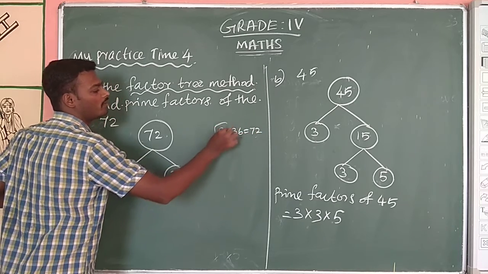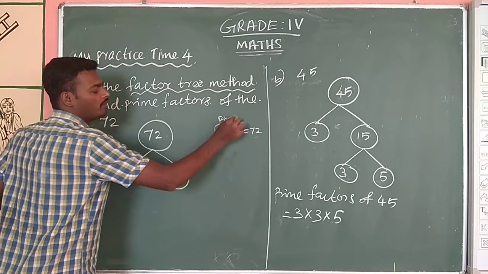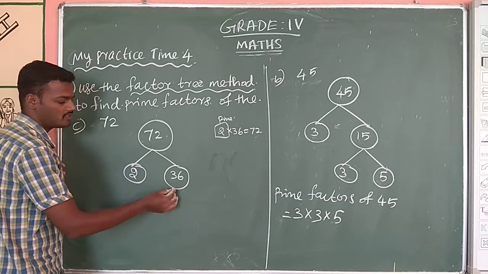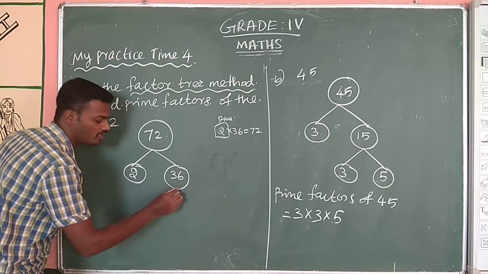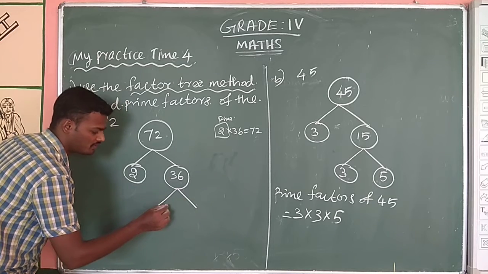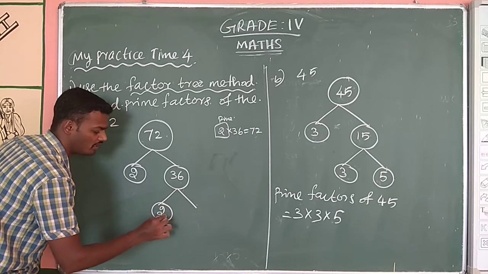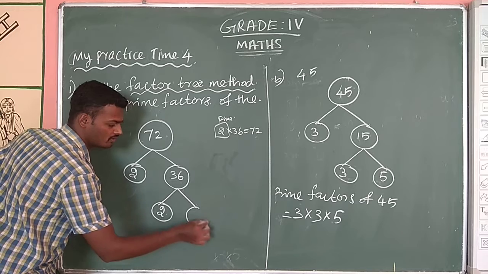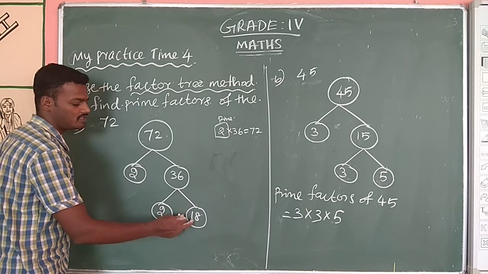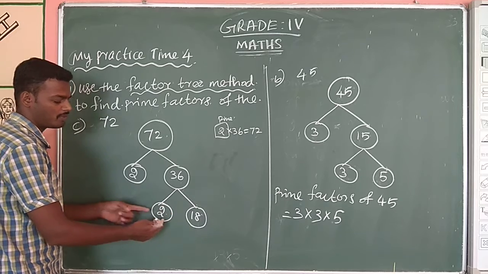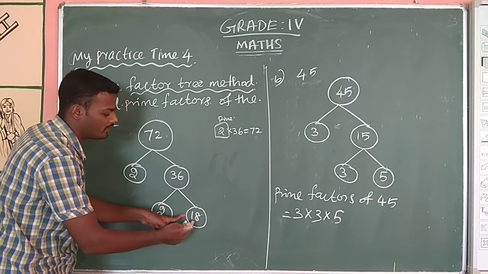So 2 is a prime number. We split 36. Give the prime number. Next, 36 is also an even number, so 36 comes in the second table. 2 18s are 36. So 2 is a prime number, leave the prime number. Next one, 18.